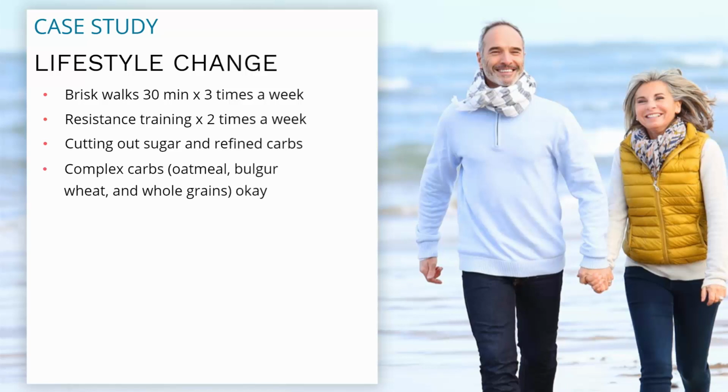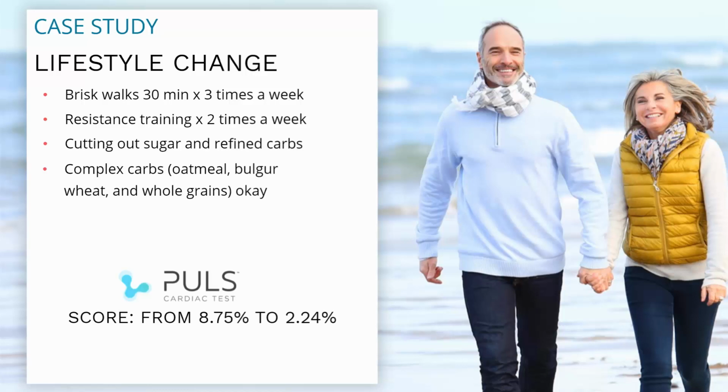In 4 months, he lowered his pulse cardiac test score from 8.75%, which is high, to a 2.24%, which is normal. His heart age went from over 80 down to 55. He lost 16 pounds while increasing his muscle mass. Best of all, his hemoglobin A1C showed normal for the first time in 10 years.